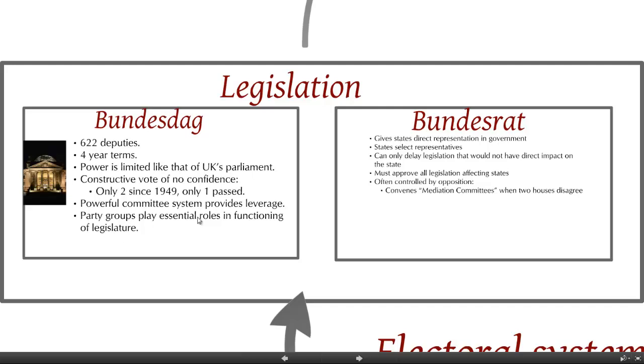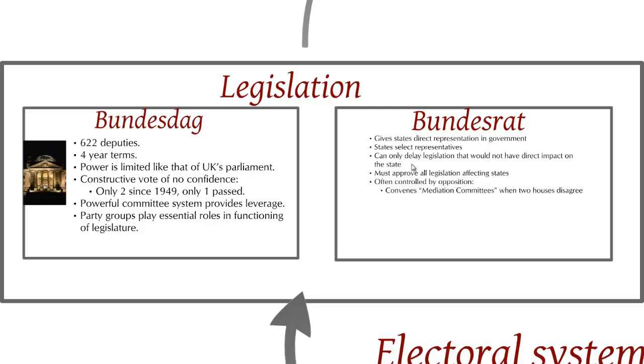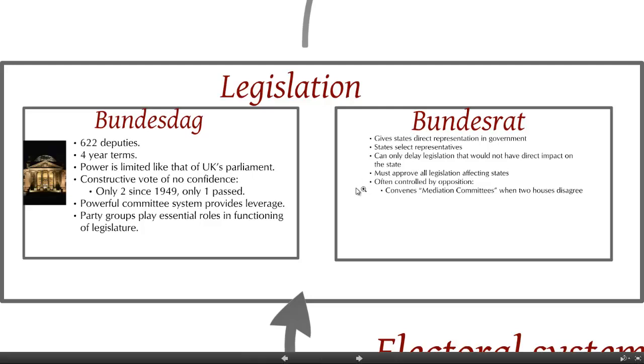Party groups play a very important role in the functioning of the legislature, and of course the committee system is where the real action takes place. The Bundesrat is where states have direct representation in government. The states select these representatives, and they can only delay legislation that would not have a direct impact on the state. But a lot of bills do have a direct impact on the state, and that gives the Bundesrat quite a bit of power. It must approve all that legislation. And it's interestingly enough often controlled by the opposition to the government.